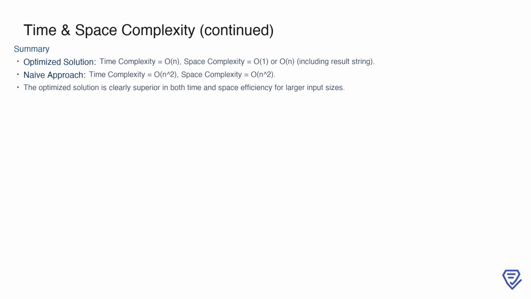In summary, the optimized solution achieves a time complexity of O(n) and a space complexity of O(1) or O(n), depending on whether the result string's memory is included. On the other hand, the naive approach has a time complexity of O(n²) and a space complexity of O(n²). Clearly, the optimized solution is significantly more efficient for larger input sizes, both in terms of time and space. This makes it the ideal choice for solving the problem, particularly when dealing with long strings.